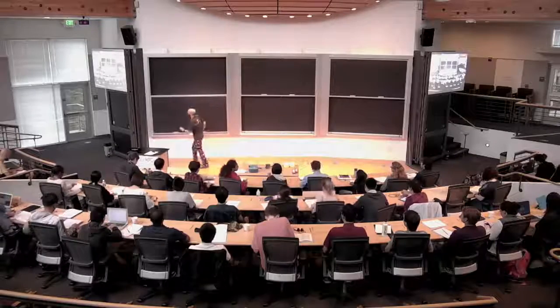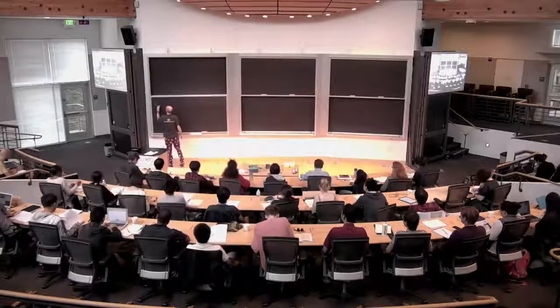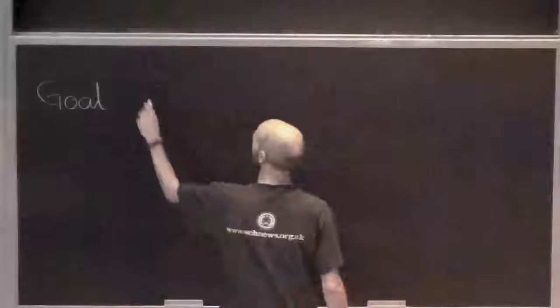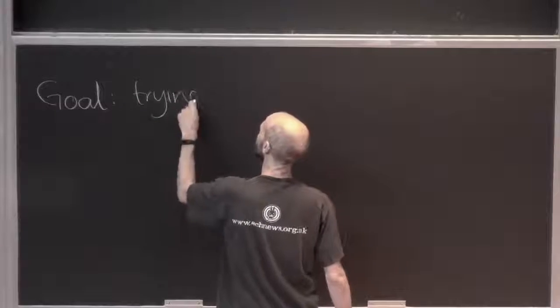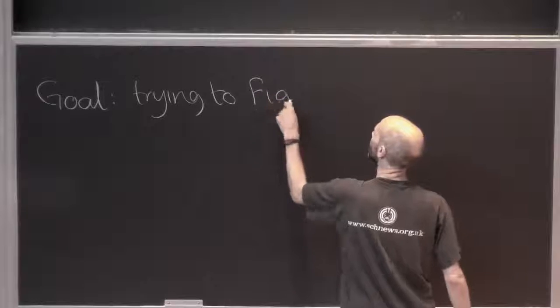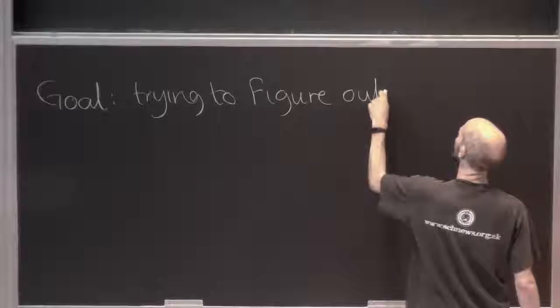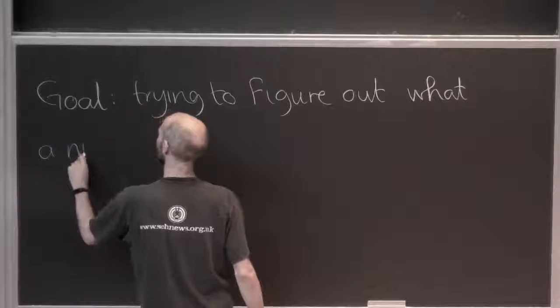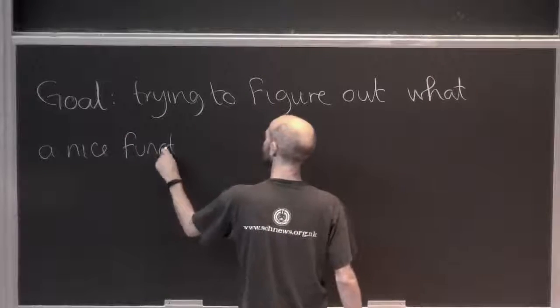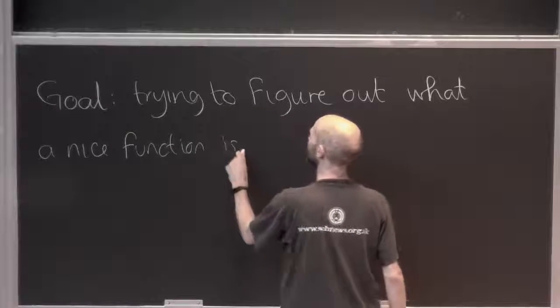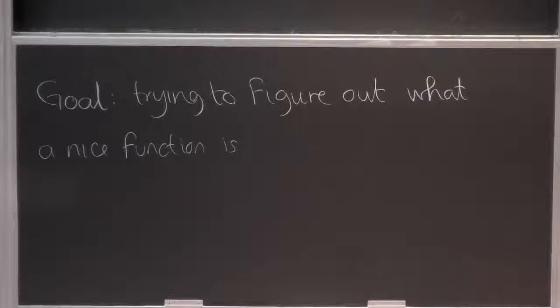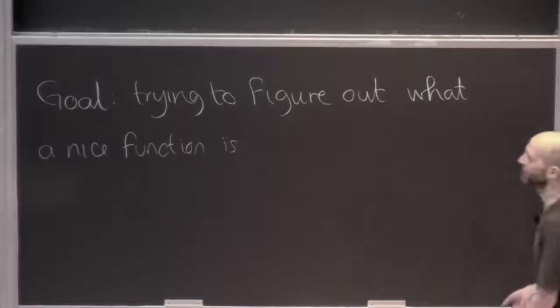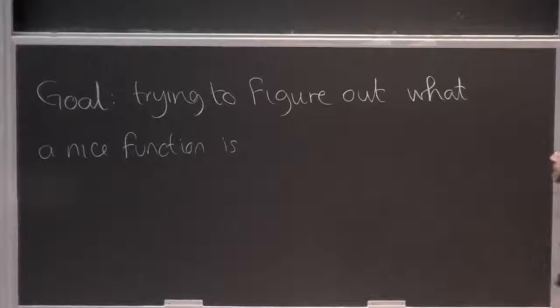Where were we? Ah, yes. So our goal, we were trying to figure out what a nice function is. And the reason we're doing this is because we want to look at the space of all nice functions, and that will be a gigantic canonical space with some action of some adelic group, and that will split up into irreducible representations, and those will be our automorphic representations.